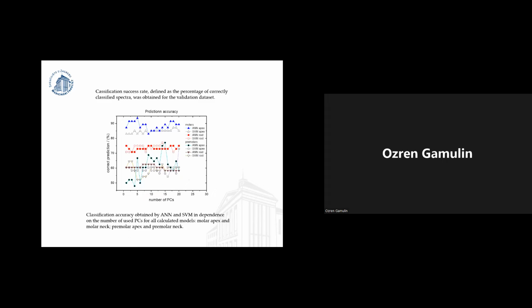And after that, we looked at the classification success rate. We applied the validation data set to our classification model to see how good the prediction was, and prediction for spectra recorded at the molar apex was very good, between 82 and 93 or 94%. So on average, it's about 87%. It's a little bit lower for support vector machine than for the artificial neural network.